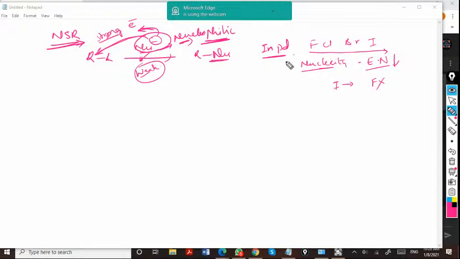Nucleophilicity, sorry, in a group, from top to bottom, is going to increase. In a period, from left to right, for example carbon, nitrogen, oxygen, if I take the nucleophilicity of these, it is going to decrease because the electronegativity of the element is going to increase. So this is about the nucleophilicity that we discussed in the last session.